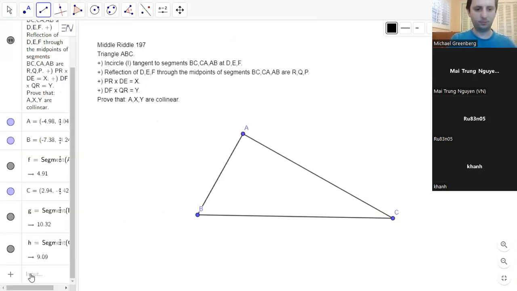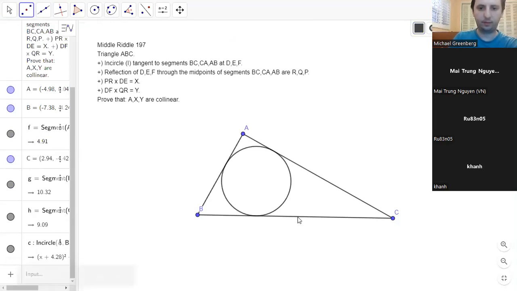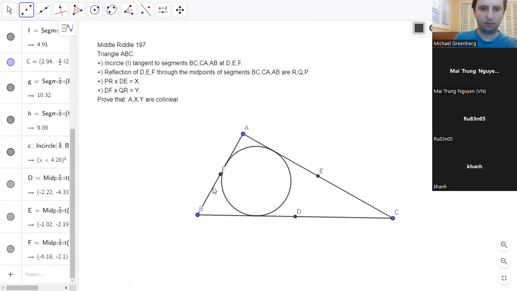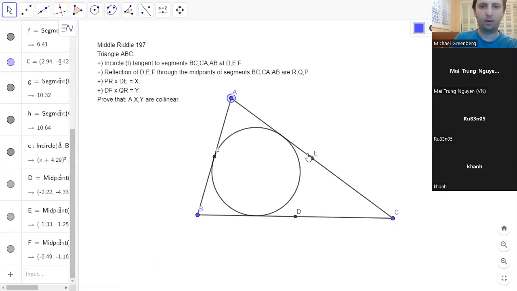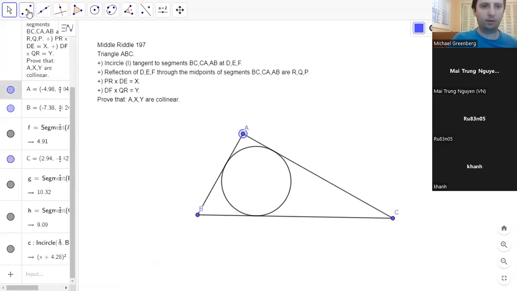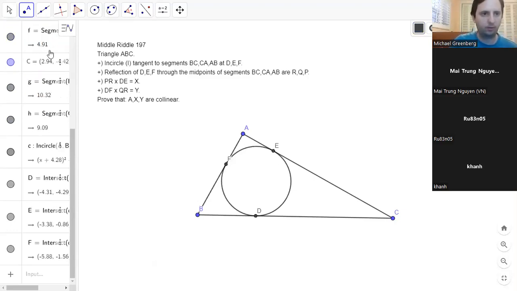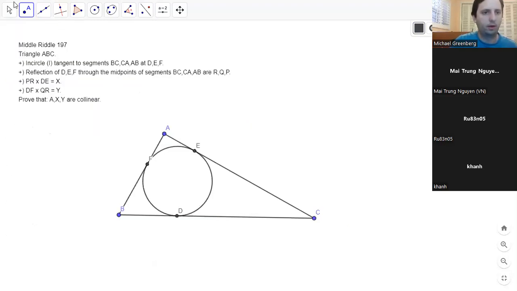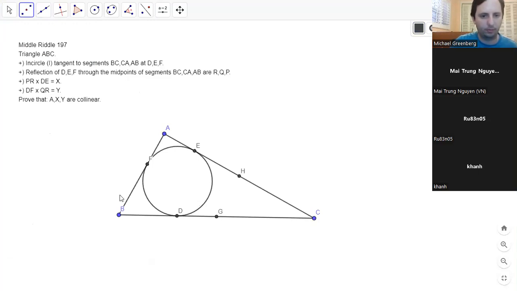So okay. So D, E, and F. And we draw the tangency points. Oh no, those aren't the midpoints. Those are the points of tangency. Okay. So this is D, E, and F. We close this. And now we do the midpoints, and we get R, Q, and P when we reflect it over the midpoints.